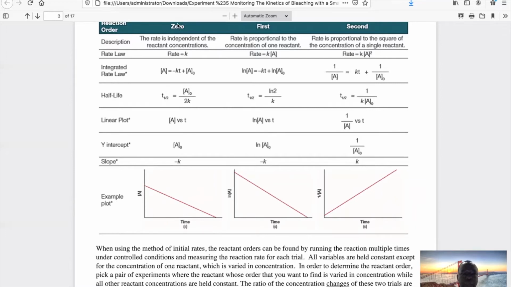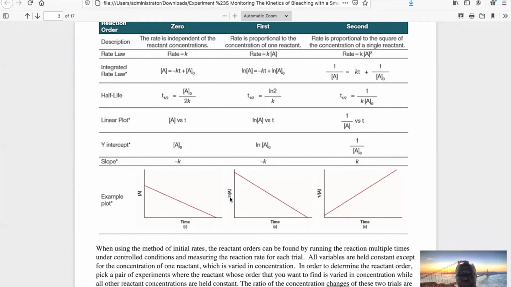Let's look at the zero order. Forget about the integrated rate law, half-life, and stuff like that. But look at the plots, the graphs down here, which you will generate from the data I have on the data sheet. If you plot the concentration on the y-axis versus time, and you get a negative slope, then you make a conclusion that the reaction is zero order.